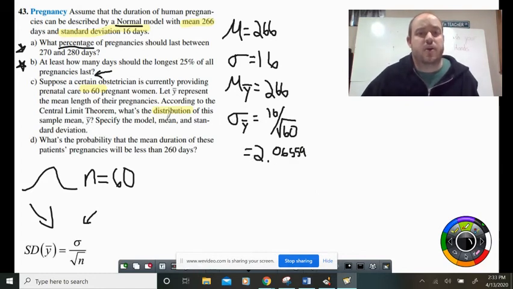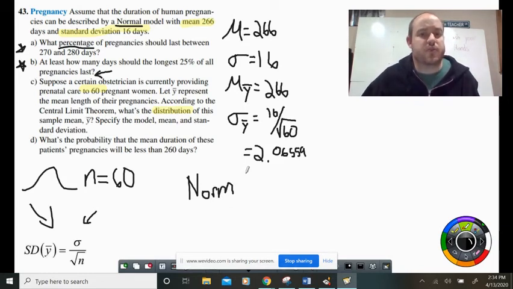Okay. So now what about the model? It says specify the model, the mean, and standard deviation. Well, if the original model was normal and now we're dealing with the sampling distribution, we would also expect this one to be normal. And that's by the central limit theorem and the fact that we were originally normal to begin with.